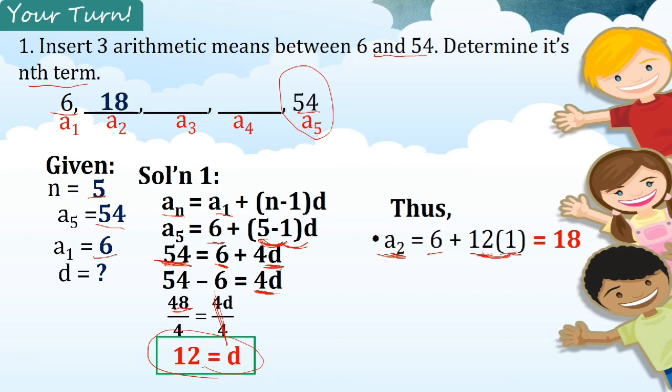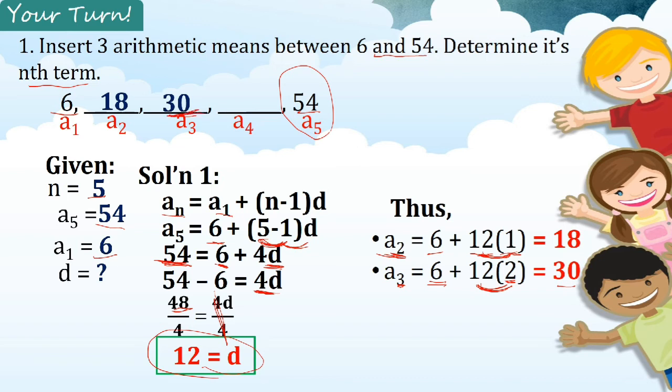And then for the second arithmetic mean naman, the third term, so a sub 3 equals, first term is 6 plus 12 times 2. So 2 is from n minus 1, 3 minus 1, 2. Then 12 times 2 plus 6, so that's 30. So the second arithmetic mean is 30.